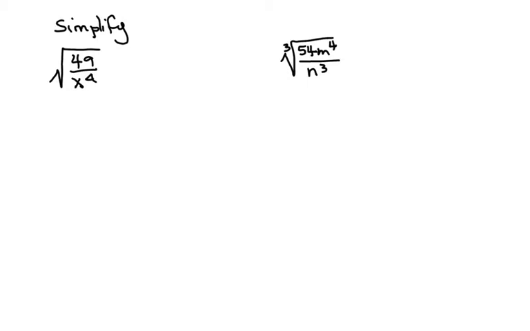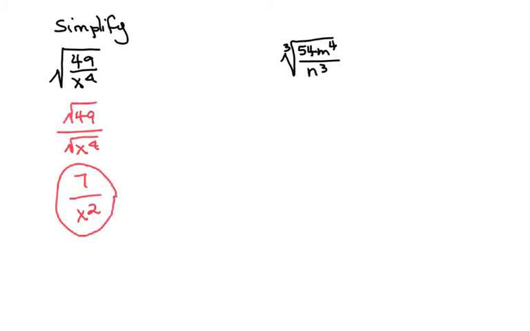In this video we're going to do some example problems from section 10.4. These first two are asking us to simplify quotients, so we will split those up. Here we'll have the square root of 49 over the square root of x to the fourth. The square root of 49 is 7. The square root of x to the fourth: x to the fourth is x squared times x squared, so its square root is x squared. And that is our answer.